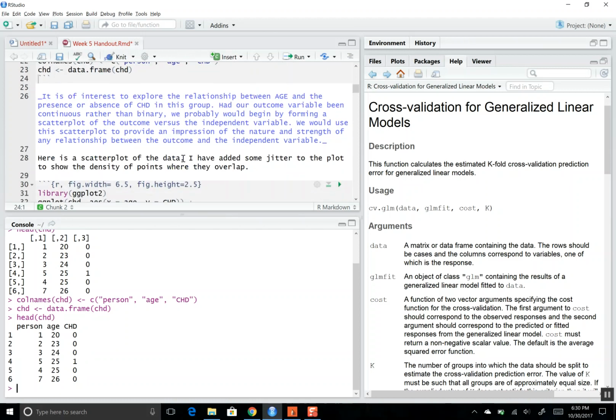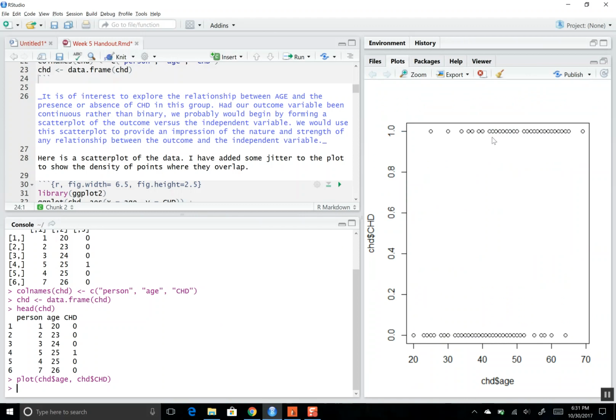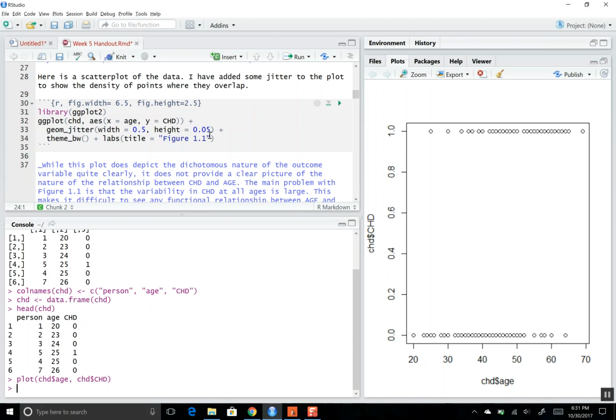And so we can create a scatter plot. Now, if I just do plot CHD dollar sign age, and we create this plot, this is what it's going to look like, okay? Because age is a whole number in this data set, we can't even tell if there's a greater density or lower density here, right? If there's like 50 data points stacked here or not, we can't really tell with just the base graphics, okay? So I've created a graph using ggplot.